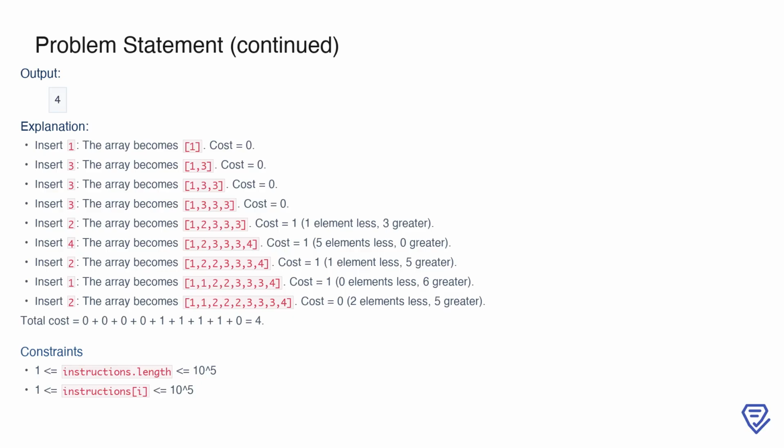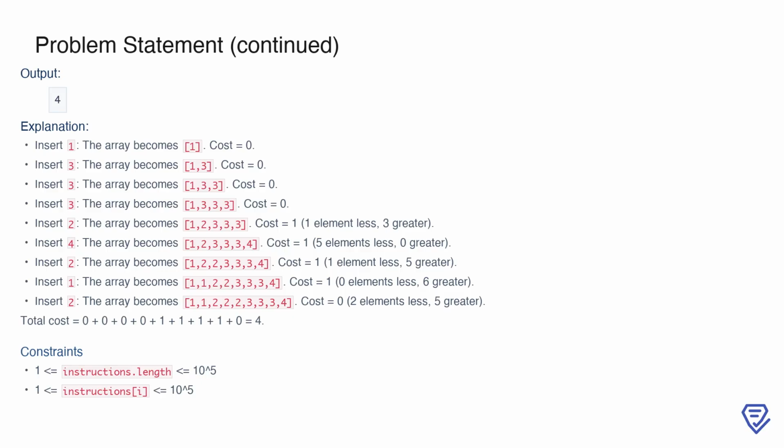Adding 4 results in 1, 2, 3, 3, 3, 4, with 5 elements less than 4 and none greater, giving a cost of 0. When 2 is inserted again, the array becomes 1, 2, 2, 3, 3, 3, 4, where one element is less than 2 and 5 are greater, for another cost of 1. Adding 1 produces 1, 1, 2, 2, 3, 3, 3, 4, where no elements are less than 1 and 6 are greater, giving a cost of 0.